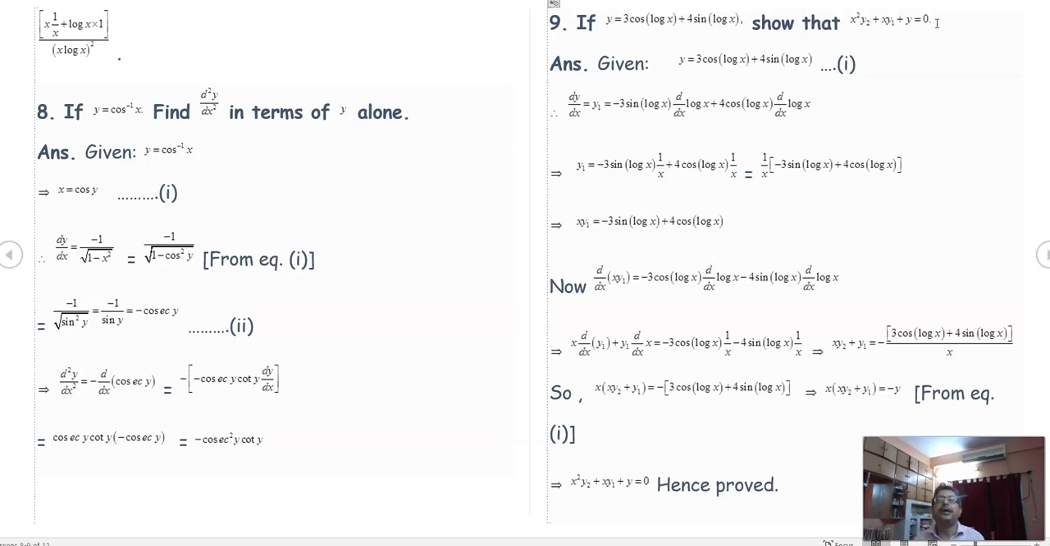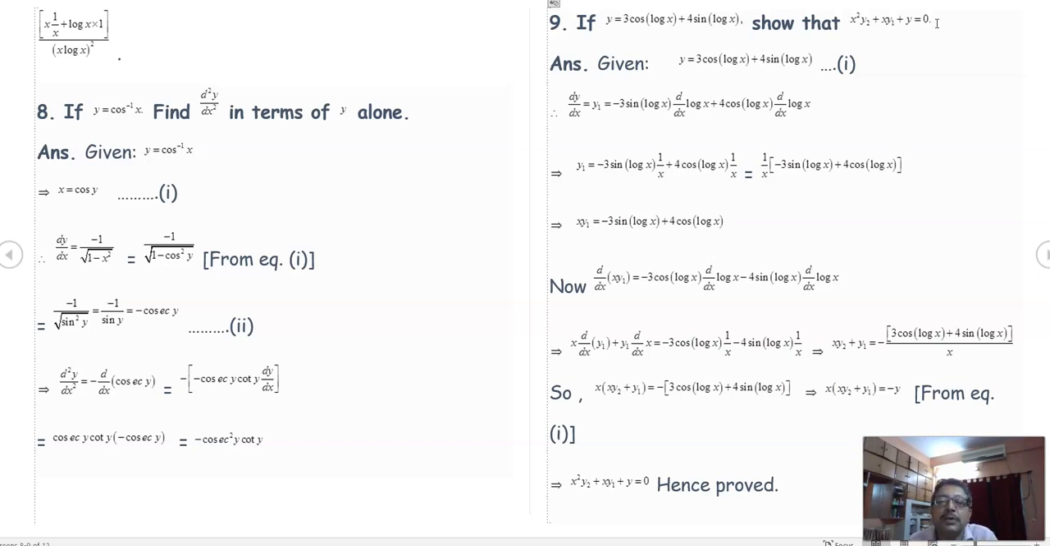With x cube into y2 there. No other quantities, sine, cosine will be there. So you have to adapt some special method when you are going to solve it. See what we have done here in the beginning. When the first time derivative is done, after that we have transferred x to the left side. We have multiplied by x on two sides. It's going to be xy1 minus 3 sine log x plus 4 cos of log x.